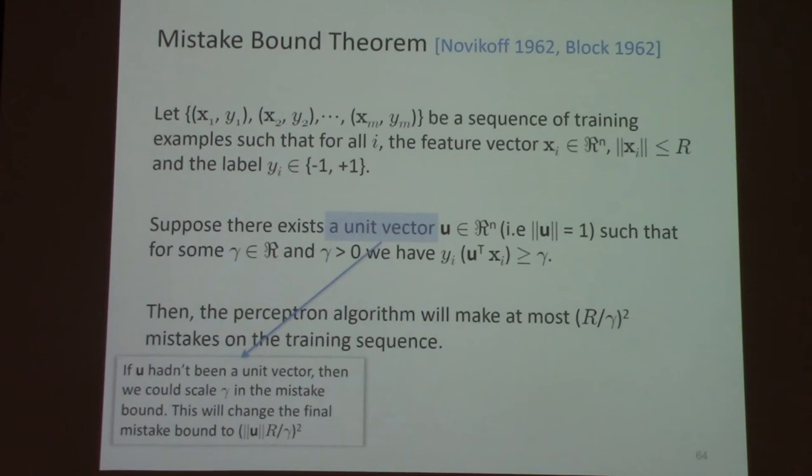The choice of a unit vector addresses the question that you'd asked before, just to make the maximum margin hyperplane unique. If it was not a unit vector, then this number of mistakes would have been multiplied by the norm of u. Let's not worry about it. It's an easy addendum to the proof.